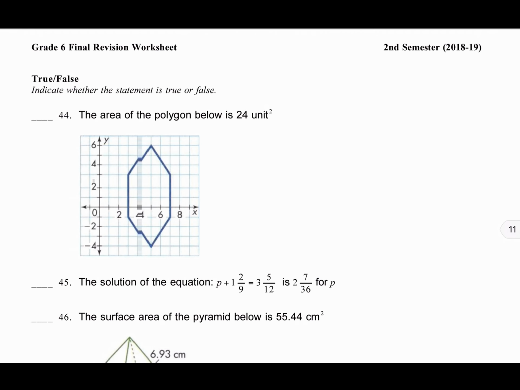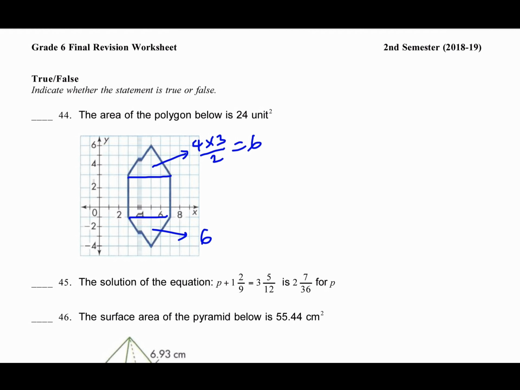Next question. True or false? The area of the polygon below is 24 square units. We can divide this polygon into 3 shapes from here and from here. So now we have this triangle, its area is base times height divided by 2. Its base is 4, its height is 3, so 4 times 3 divided by 2 equals 6.